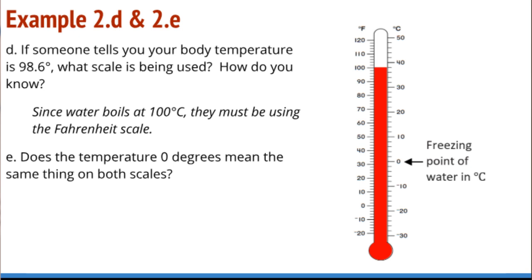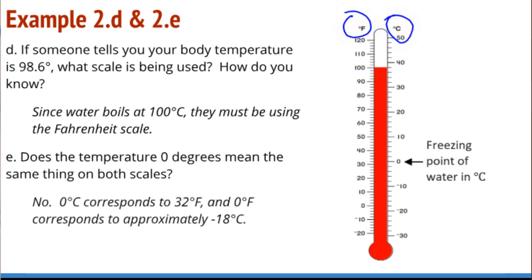Does the temperature 0 degrees mean the same thing on both scales? Is 0 degrees Fahrenheit having the same meaning as 0 degrees Celsius? Pause and think about that for a moment. How would you explain? No. 0 degrees Celsius corresponds to 32 degrees Fahrenheit.